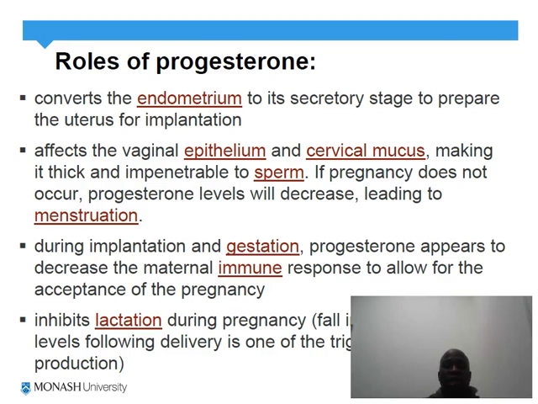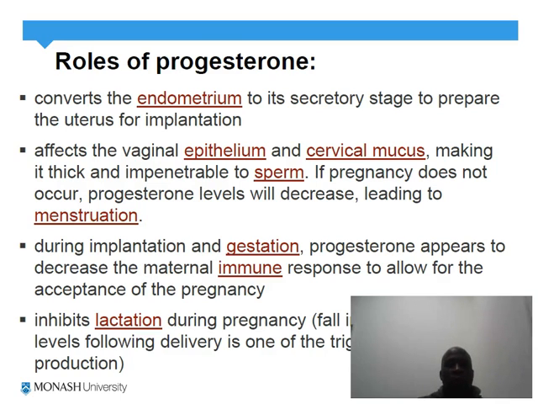And it does that by thickening the vaginal epithelial tissue and the cervical mucus, such that if the sperms are released, they will get stuck in the mucus. They will not swim. They are held in the mucus. And also with the vaginal epithelium, which is thickened and becomes impenetrable to sperm. Okay. If pregnancy does not occur, okay, progesterone levels will definitely decrease, leading to menstruation.